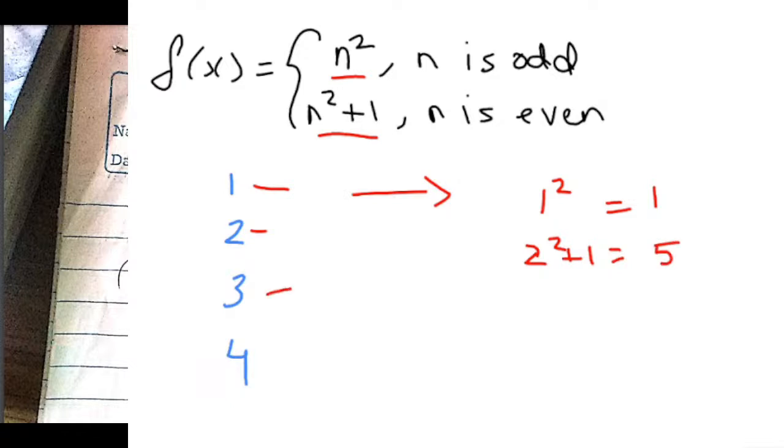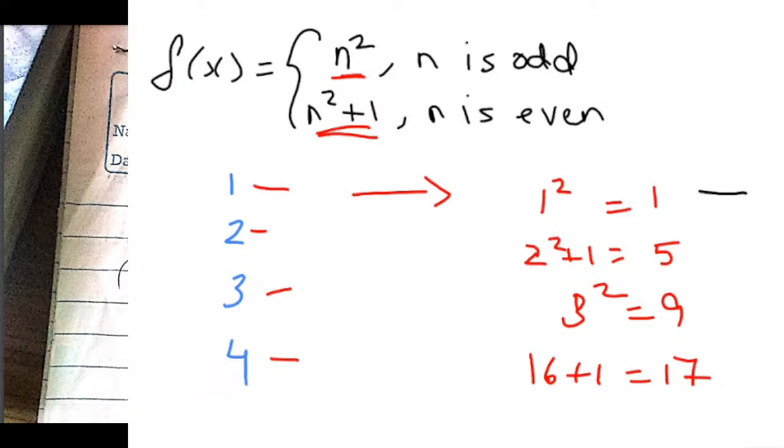Now I'm taking 3. So I'll get an odd again. 3 square is 9. And then I'll take 4 now. So 4 is an even number. N square plus 1 is 16 plus 1, which is 17. So we are getting only odd numbers here.